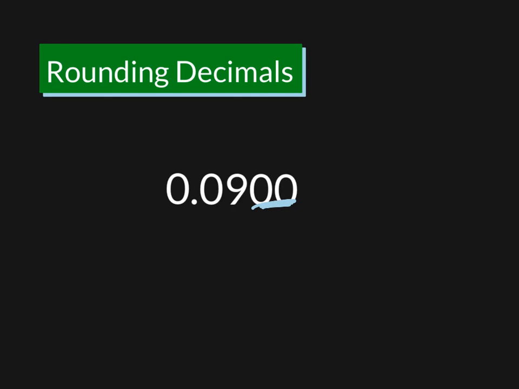On a final note, you may have heard that zeros at the end of a decimal, like these ones right here, are meaningless. Now that isn't entirely true, but for purposes of rounding, you can delete the zeros at the end of a decimal.